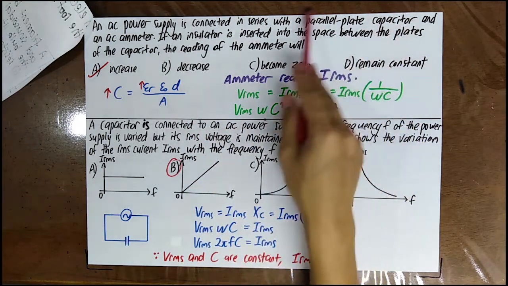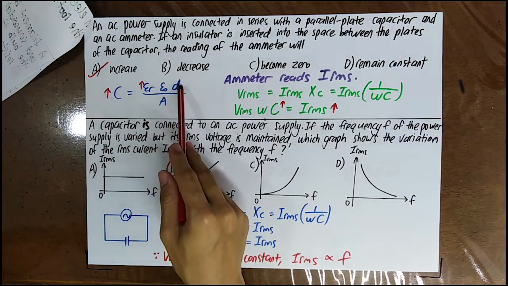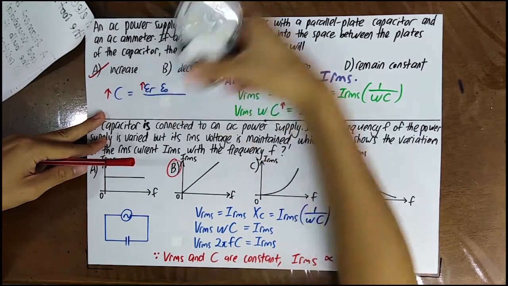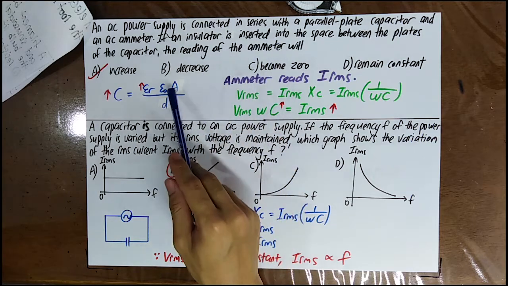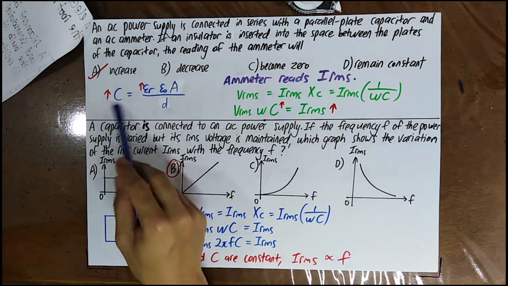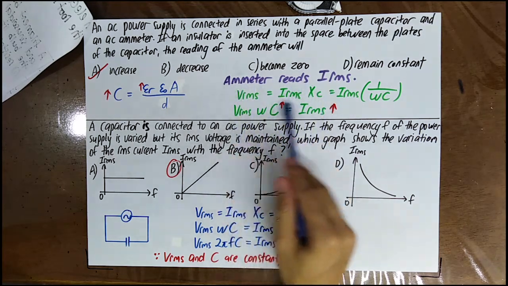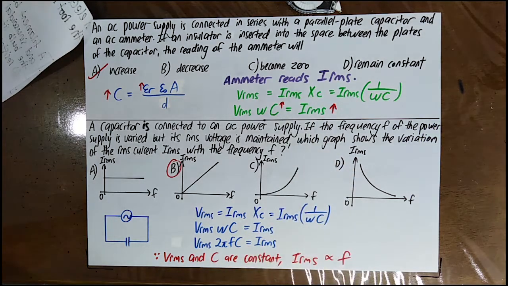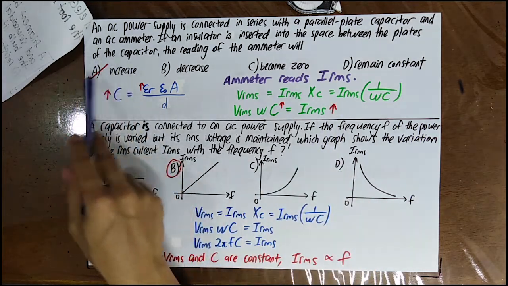You also need to recall what you have learned in the chapter of capacitor. The parallel plate capacitor has a capacitance of the formula epsilon R epsilon naught A over d. So you know that when the insulator is inserted into the space, epsilon R increases, so the C will also increase. And then you know the formula for XC, which is equal to VRMS over IRMS. This formula is coming from the definition of the XC. Then what is XC? XC equals 1 over omega C. Then you know that when the C increases, IRMS will also increase. So the answer is increase.